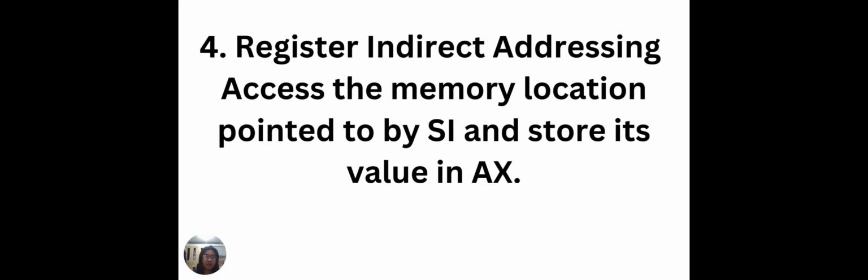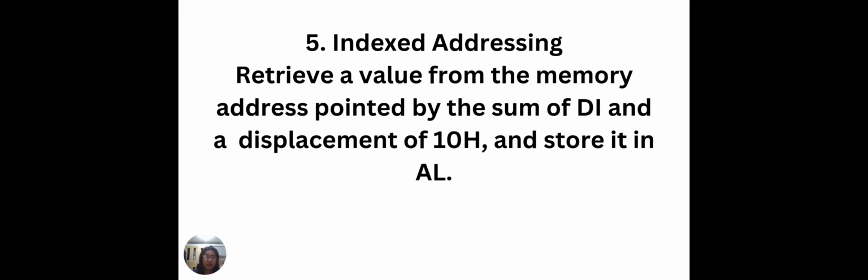Number 4 is a register indirect addressing. Access the memory location pointed to by SI and store it in AX. So in this instruction, the answer would be mov AX, [SI] because SI holds the memory address. The value stored at the address is moved into AX. This is useful for working with dynamic memory locations. And number 5, retrieve a value from the memory address pointed to by the sum of DI and displacement of 10H and store it in AL.